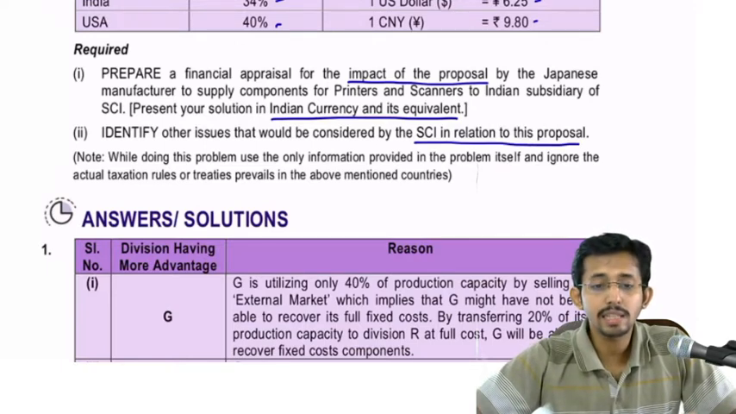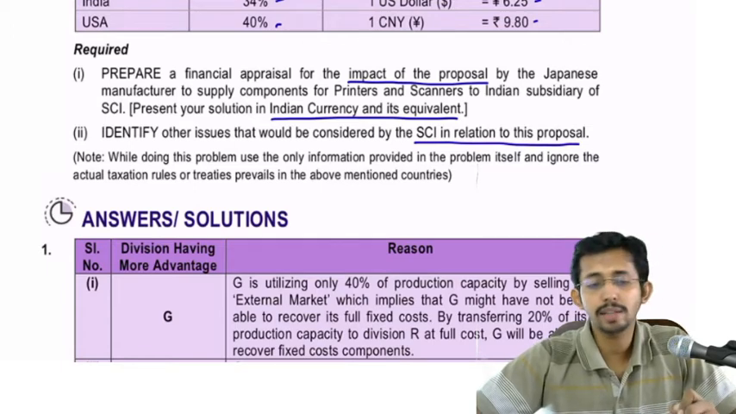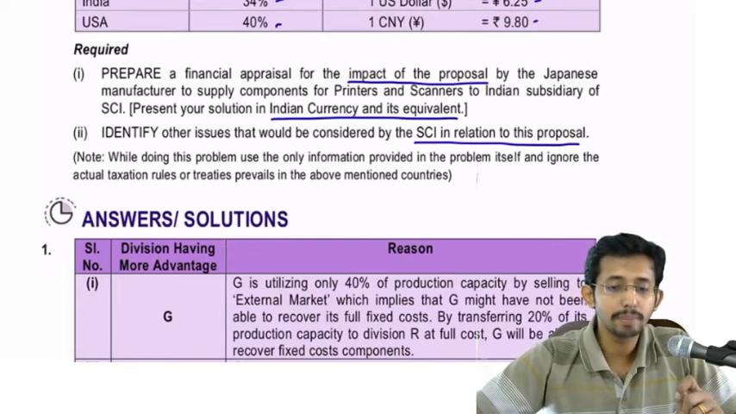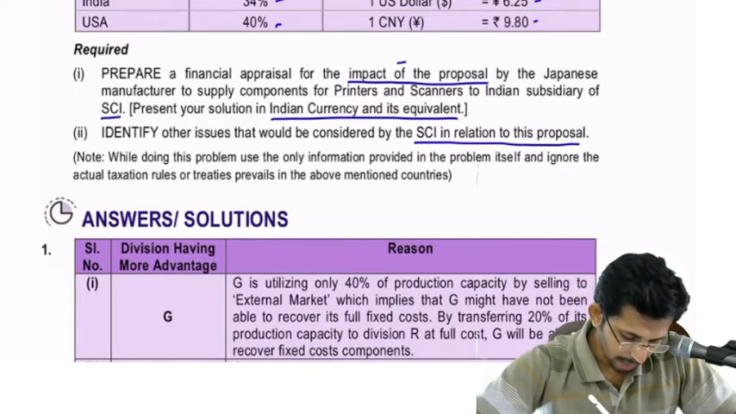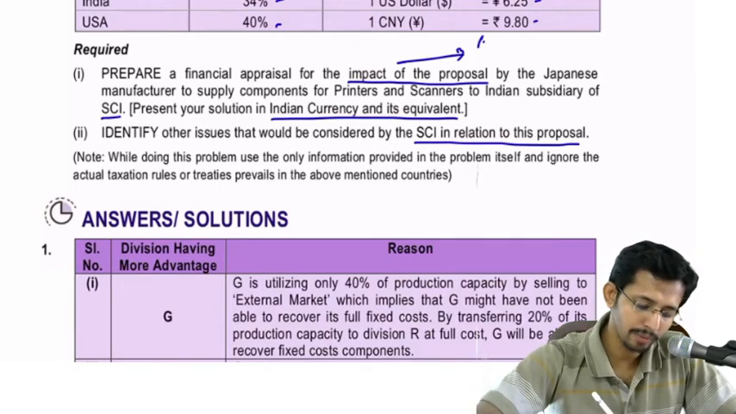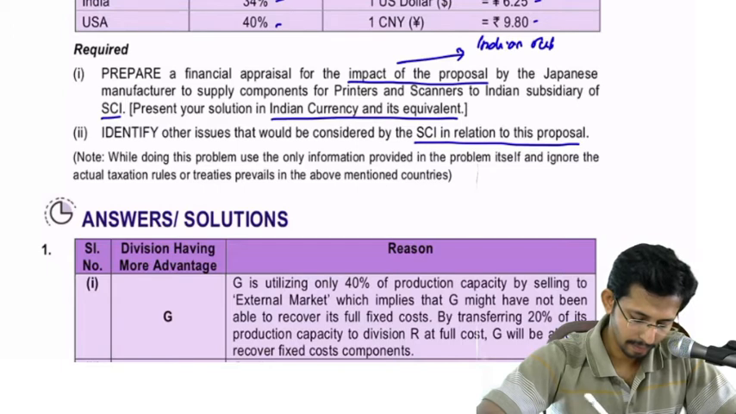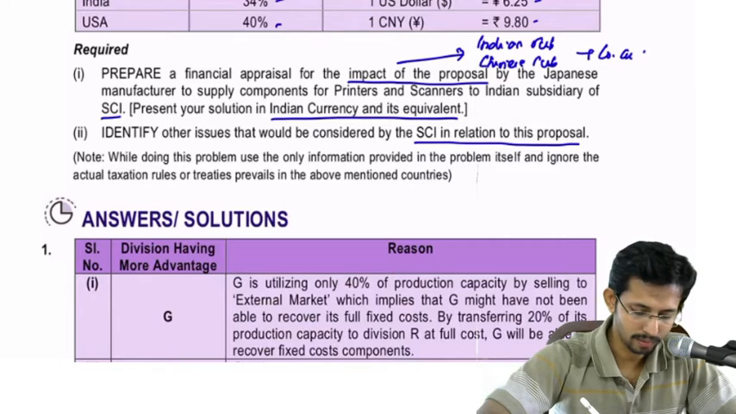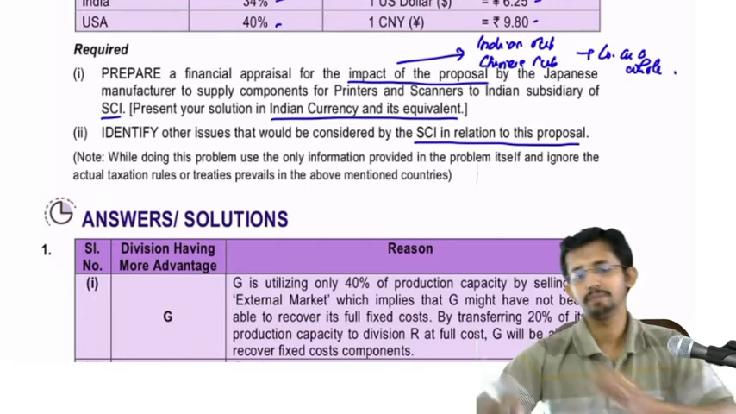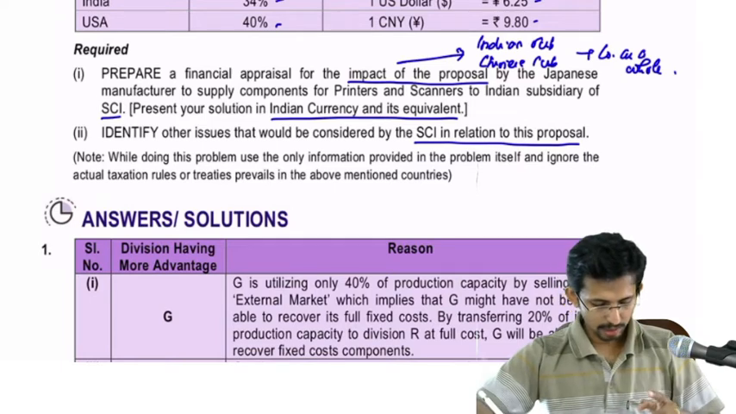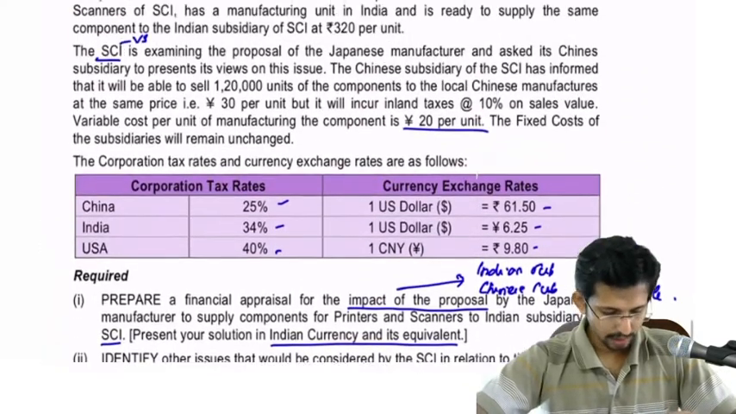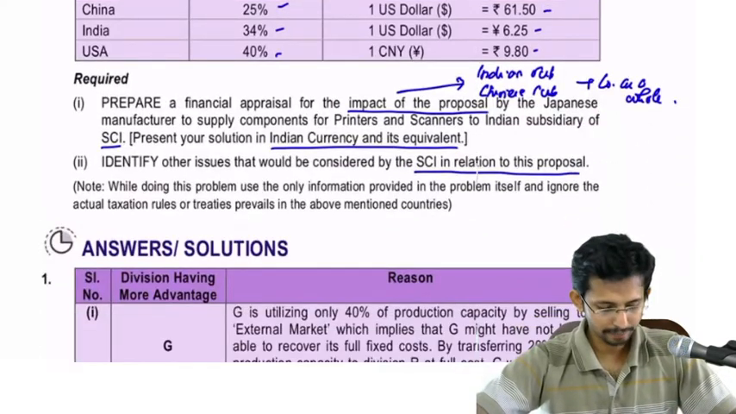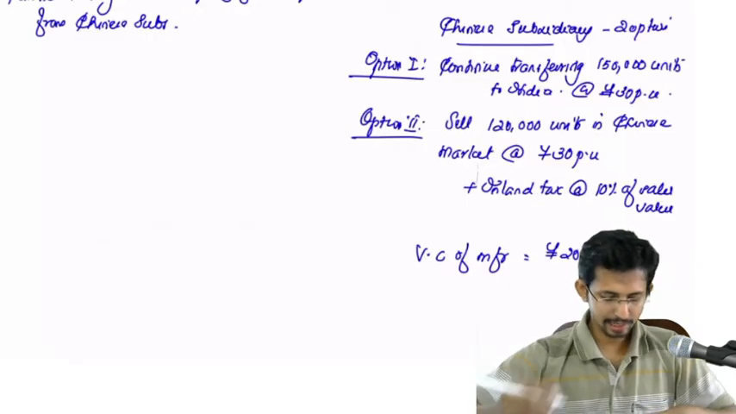So, here the question is the impact of the proposal by the Japanese manufacturer to supply the components for printers and scanners to Indian subsidiary. So, the financial impact of the proposal should be presented from the perspective of Indian subsidiary, then Chinese subsidiary, then company as a whole. Is it clear? And you should also identify the other issues that need to be considered. Okay, fine. Now, how to do that? First, you will have to prepare a financial appraisal.